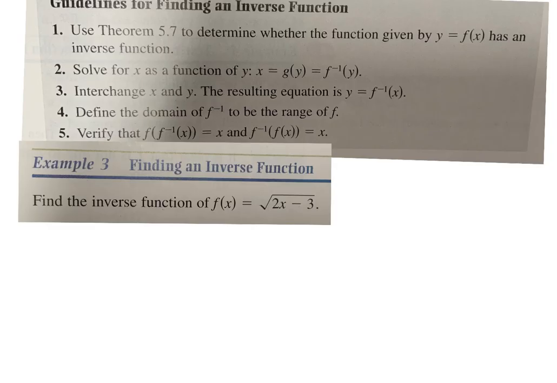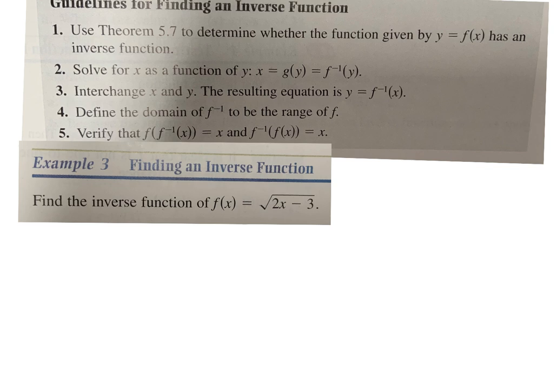So, some guidelines for finding the inverse. Hopefully this is also very familiar. First, you determine if it's going to have an inverse. Solve for x as a function of y. So basically what you're going to do, starting with number 3, switch x and y and solve for y. Define the domain of f to the -1, which is your inverse, to be the range of f, and verify that your composition works. That tells you did it correctly.